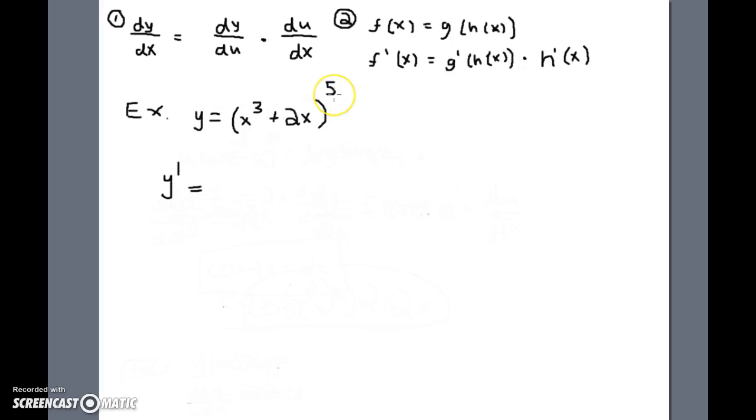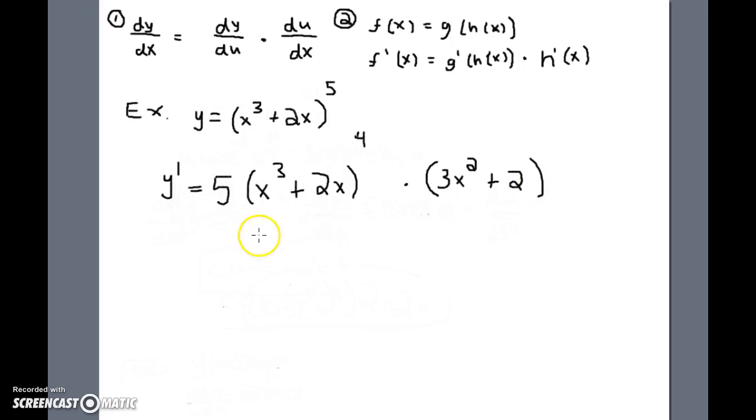So we have this 5 out here. So now we're going to kick the 5 out in front and reduce this by 1. So then that's going to be 4, but this is going to stay the same. So we have 5 times x cubed plus 2x, all raised to the 4th power. Now we have taken care of the outside function, but now we need to look at this inside function. So this is going to be times the quantity 3x squared plus 2.